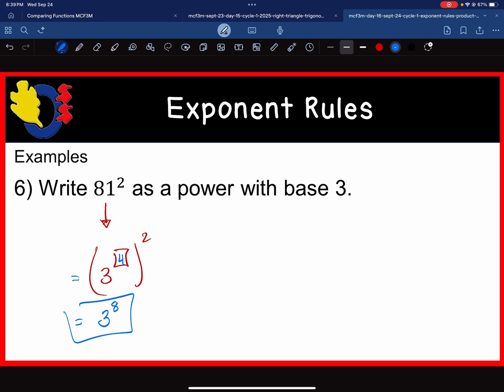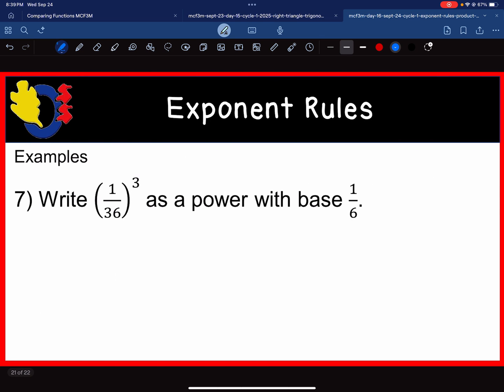Okay, one more example. So write 1 over 36 cubed as a power with a base of 1/6. So 1/6 is my base, and we need some exponent to give 1 over 36. So if I put a 2 in there, 1 squared is 1, 6 squared is 36. So that's 1 over 36. And then we have a power of a power, so 1/6 is the base, and then 6 is the exponent. 2 times 3 is 6.